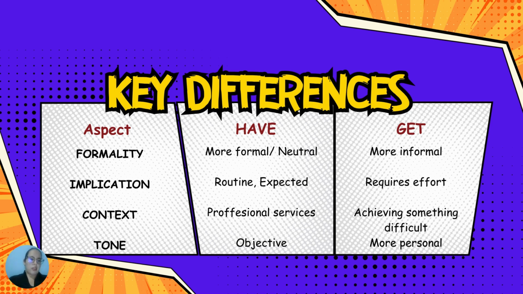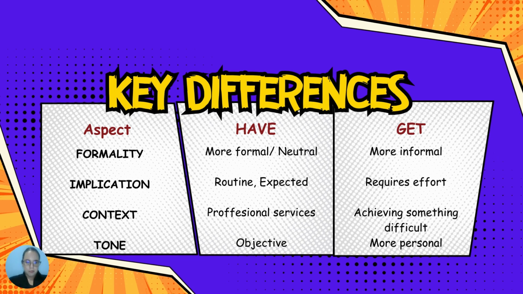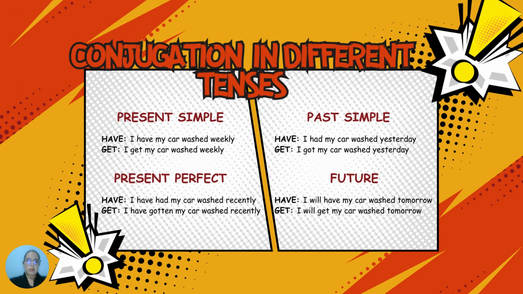In this case, we can determine the aspects, for example, formality, implication, context, and tone, right? Okay, this verb changes with the different tenses, so it's really important that we use this verb correctly as a grammar form. And these are little examples about the conjugation in different tenses using have or get in different sentences.